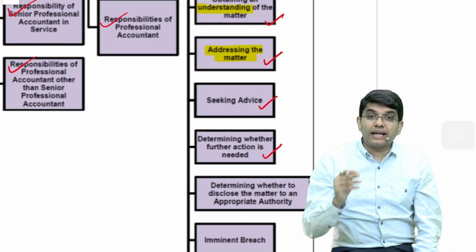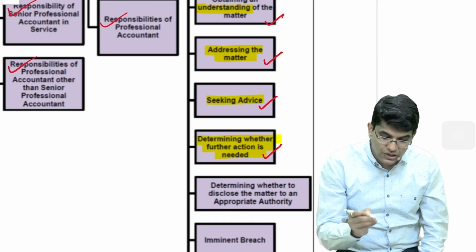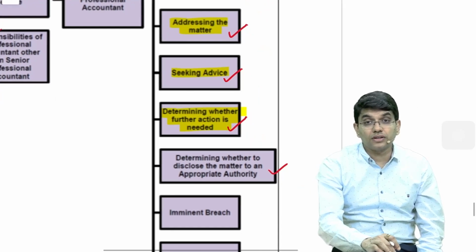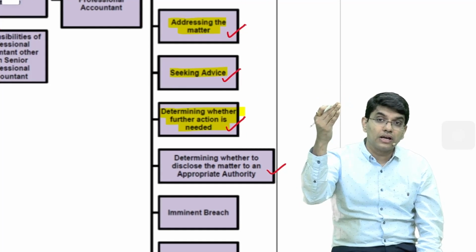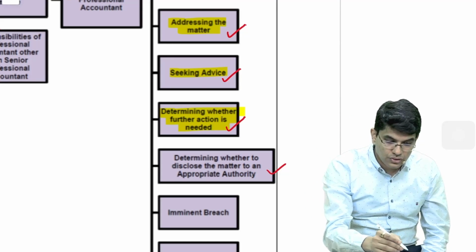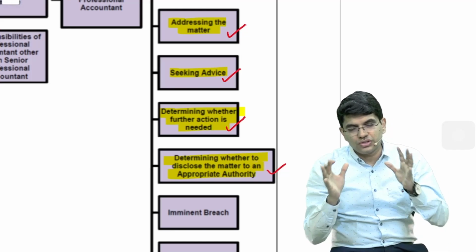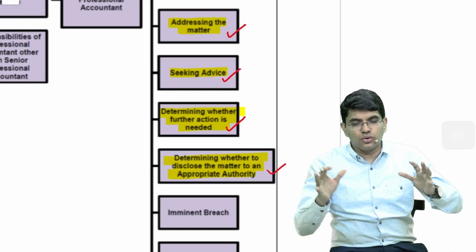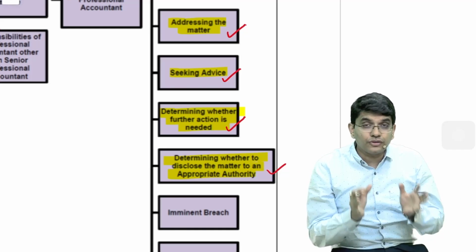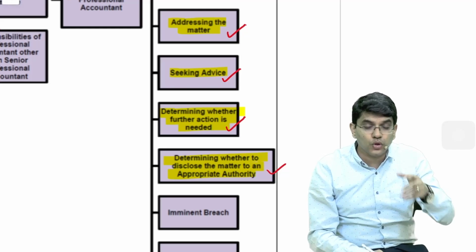Then after addressing the matter, are you supposed to take more steps? Further action? Specifically think about it. Are you supposed to go to an appropriate authority? A higher authority? An outside entity? So they give you how to address the matter: go to seniors, go to management, go to TCWG, go to discussions, ask for rectifications. They will explain everything. Then even after doing that, they say think about it. What else are you supposed to do? Are you supposed to go to an appropriate authority?